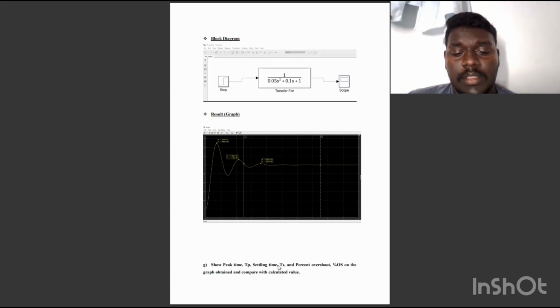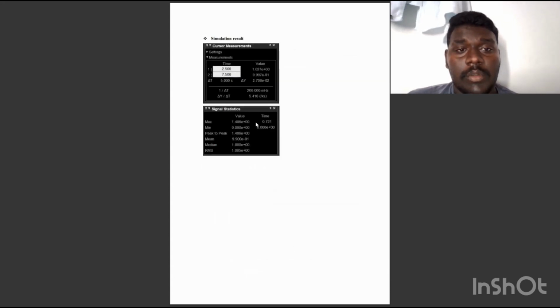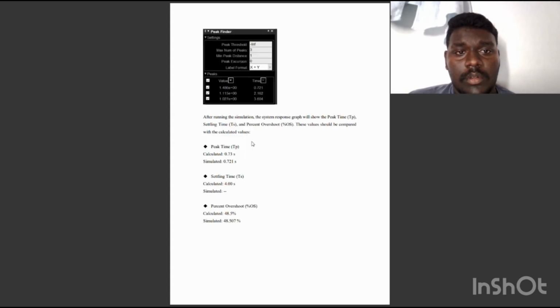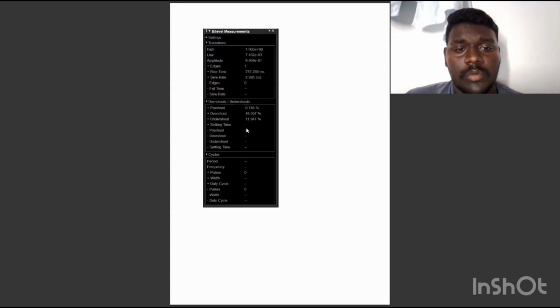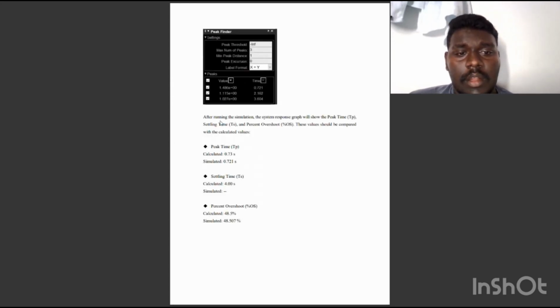For peak time, settling time, and percent overshoot, we compare the graph obtained with the calculated values. Through the simulation result we get our values: the overshoot value, the peak time, and the peak value. After running the simulation, the system response graph will show the peak time, settling time, and percent overshoot. These values should be compared with the calculated values.